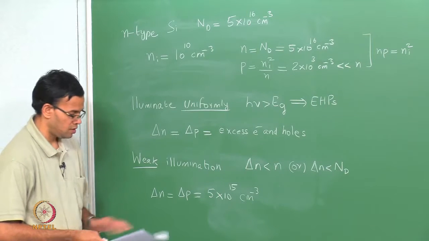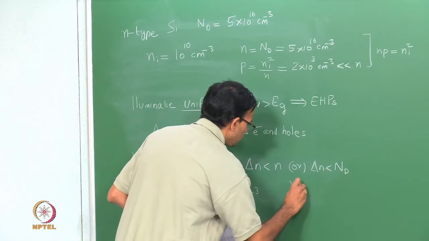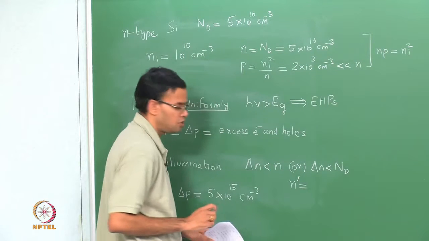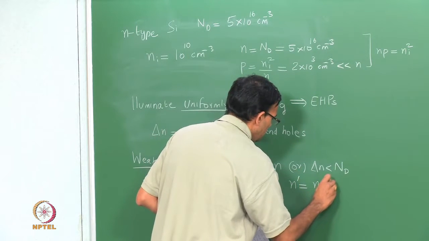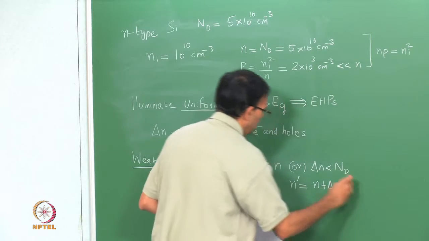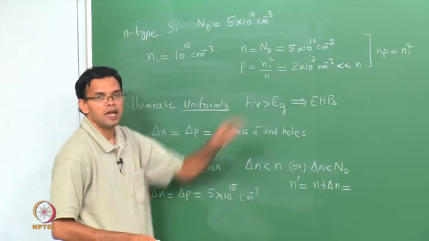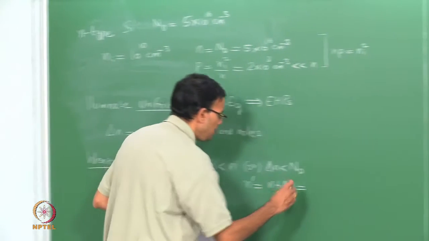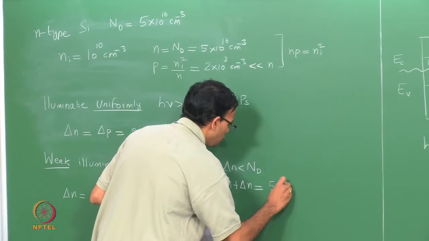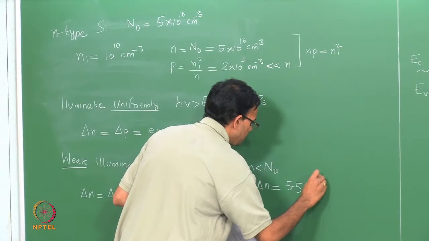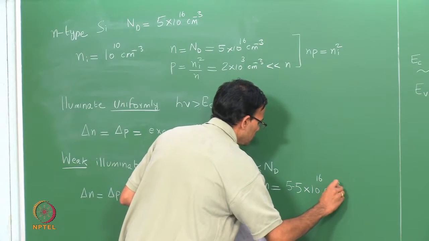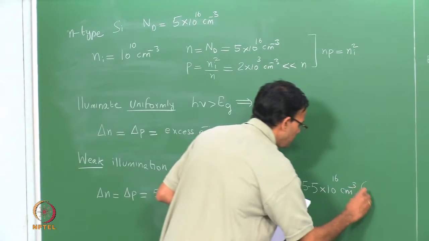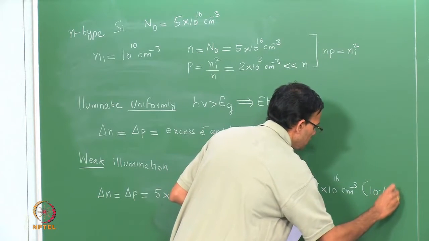So, if we have this, your new electron concentration, let me call it n prime, is n plus delta n. So, n is 5 times 10 to the 16, the excess is 5 times 10 to the 15. So, the new concentration is 5.5 times 10 to the 16, which is approximately a 10% increase.